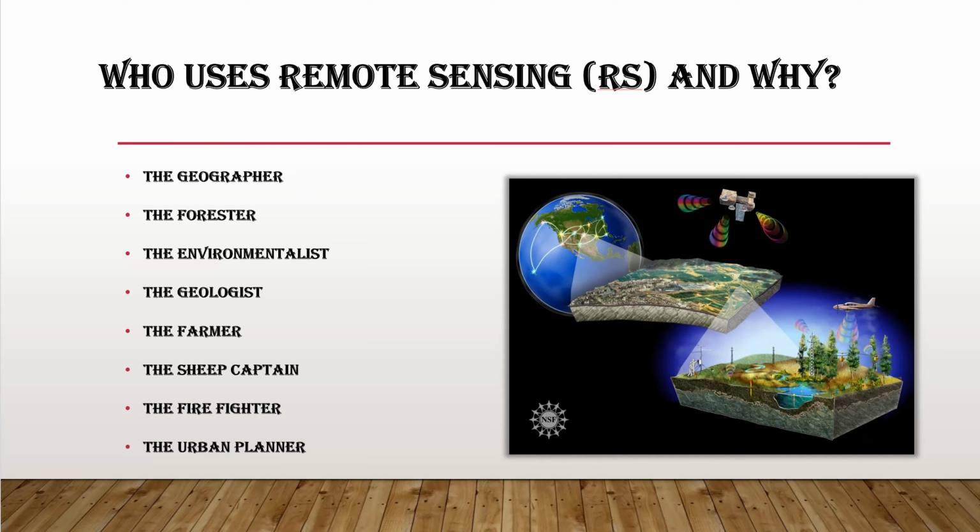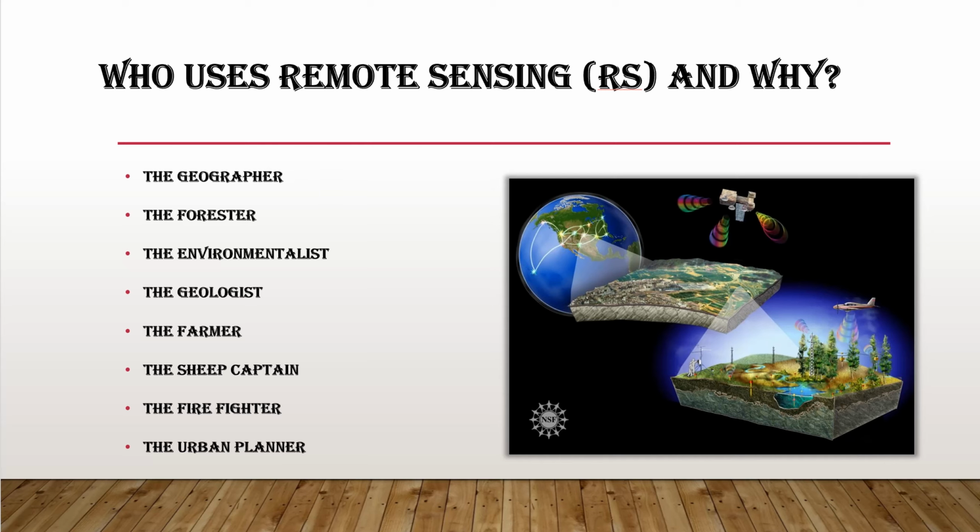Now, who uses remote sensing and what is the purpose behind using it, that we will see. First we will see about the geographer. The geographer is the one who looks for changes on the earth's surface that need to be mapped. Next is the forester, who needs information about what type of trees are growing and if they have been affected by disease or fire. Then the environmentalist, who wants to detect, identify and follow the movement of pollutants such as oil slicks on the ocean.